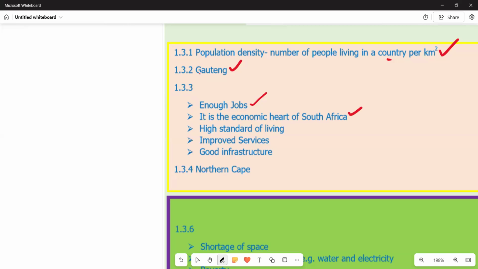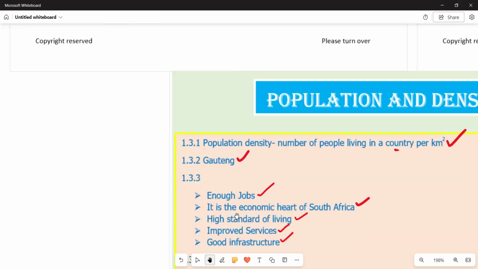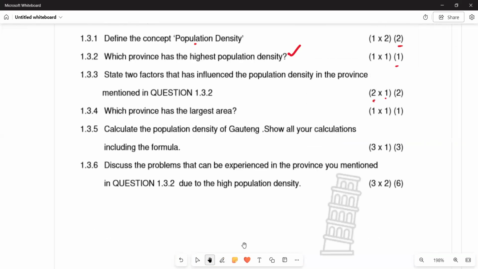And then the third point is the high standard of living that we've discussed earlier. And then we've got improved services in the Gauteng province, and also the issue of good infrastructure. So any 2 points there can be correct according to question 1.3.3. Then obviously we move on to the next question, which is now 1.3.4. Let's try to see what it has to say for us.